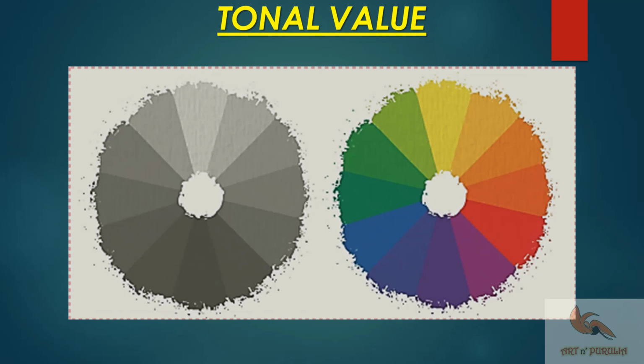Now here we can see the tonal value of all the colors is not the same. Tonal value is the value of brightness or dullness of a color. Violet, as we can see, has the darkest tone, whereas yellow has the lightest.